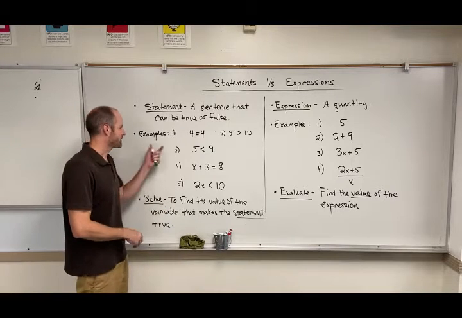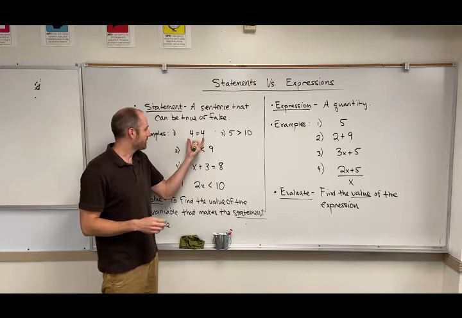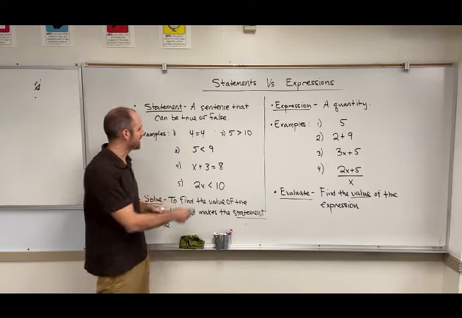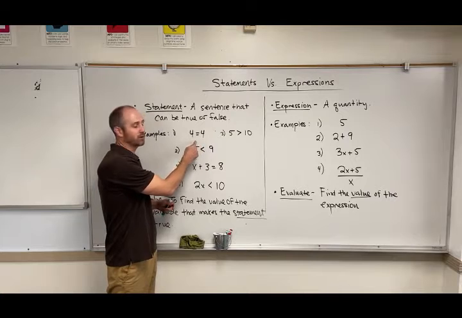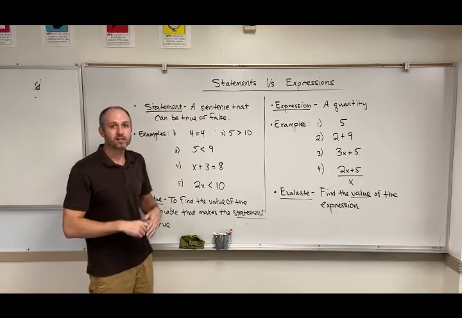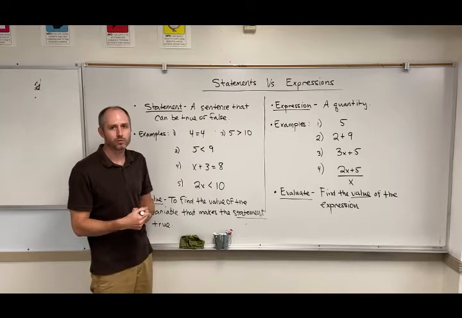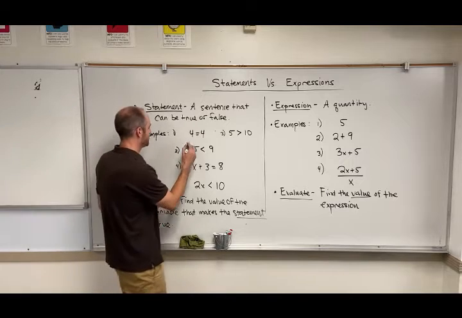Okay, so for example, here's a sentence. I know you're seeing numbers right now. You see an equation here, but this is a sentence. This says 4 equals 4, or in other words, 4 is 4. This is a sentence that can be true or false, and this happens to be true. 4 is 4, so this is true.